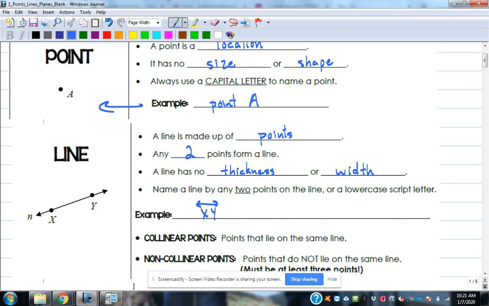And then you could also write out the word line XY or line N. And I'm going to use a script N.